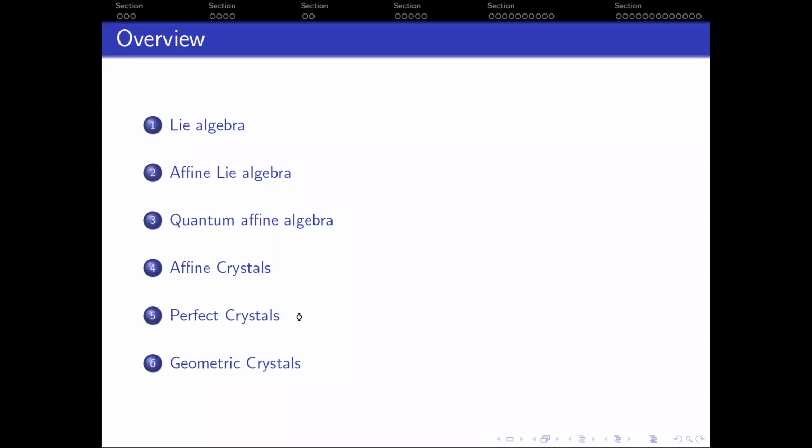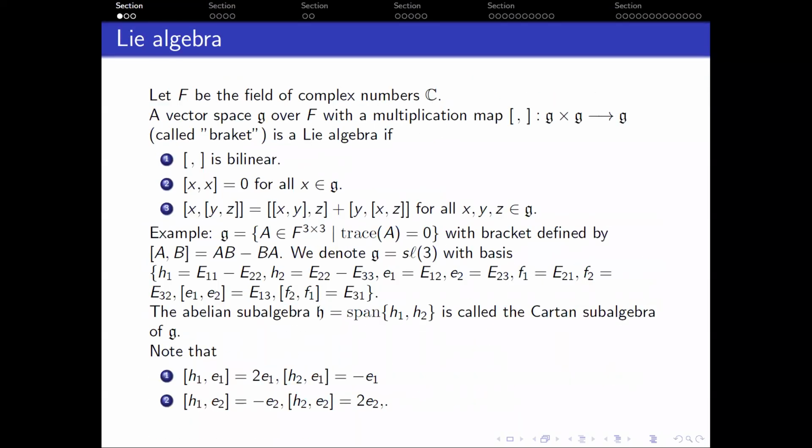So to start with, we'll work over a field of complex numbers. I will denote it by F, I guess sometimes C, but in general F. A vector space is a Lie algebra if it has a multiplication, which we call bracket, satisfying certain conditions. In particular, the bracket is bilinear, it is alternating, and it satisfies the so-called Jacobi identity.